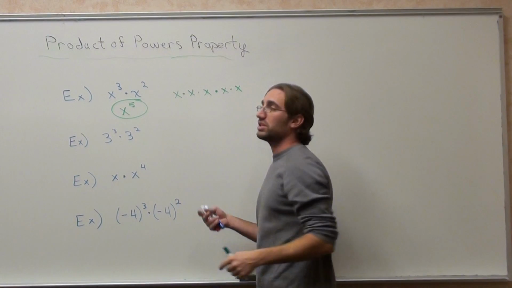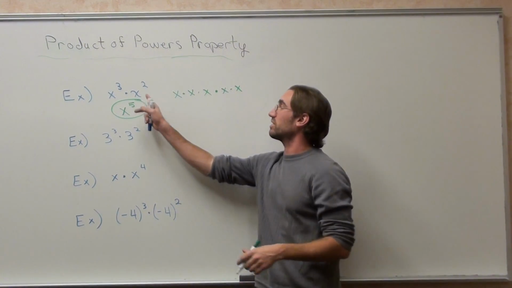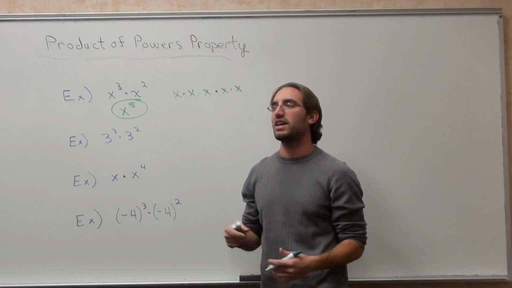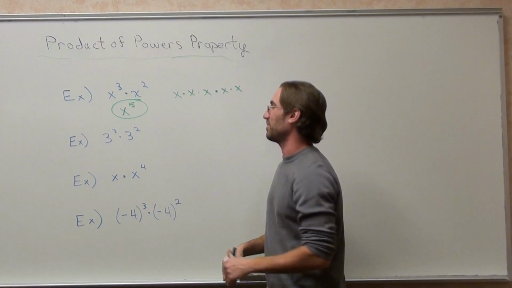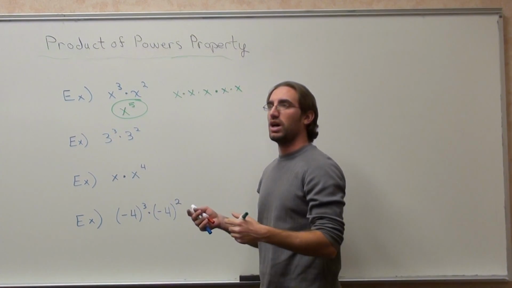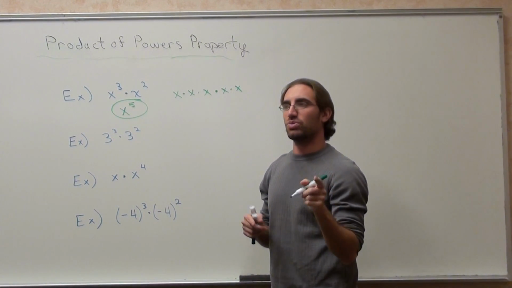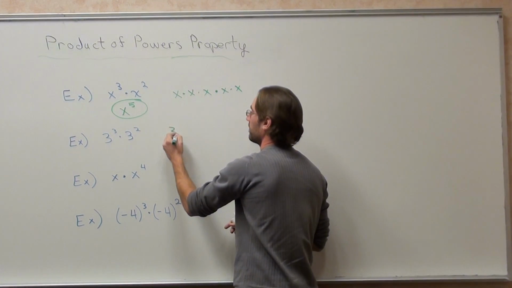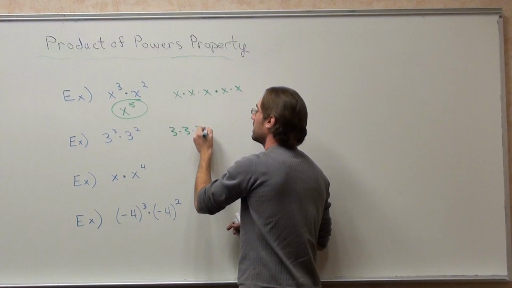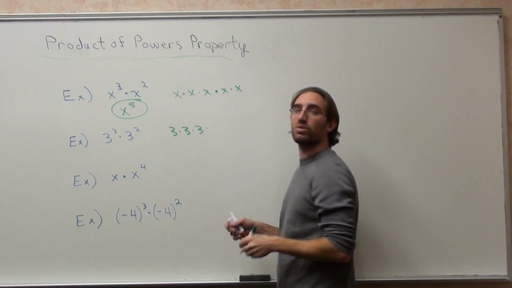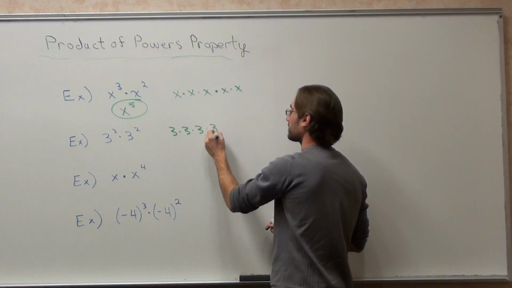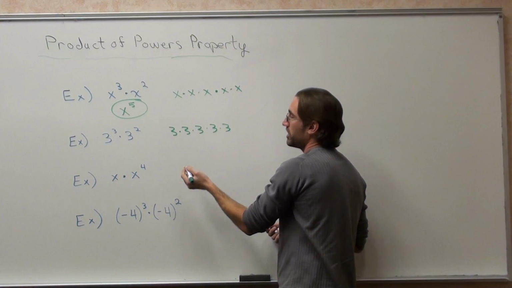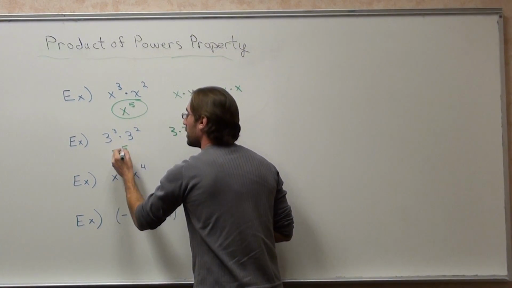So I've got 3 to the third times 3 to the second. This time, instead of using variables, I'm going to use numbers. And in this case, variables are actually easier than numbers. So 3 to the third, pardon me, is 3 times 3 times 3. It's not 9, it's 3 times 3 times 3. Times 3 to the second, which is 3 times 3. Which is 3 to the fifth.